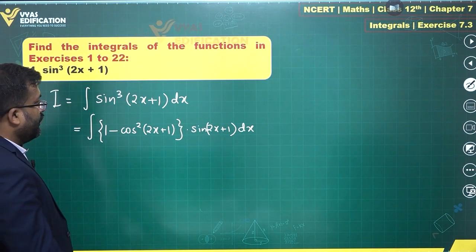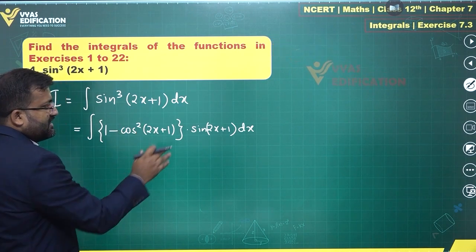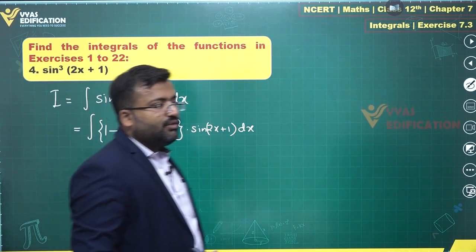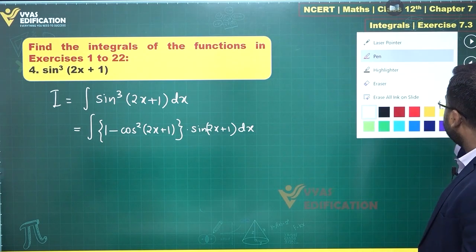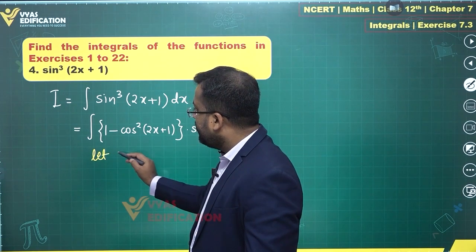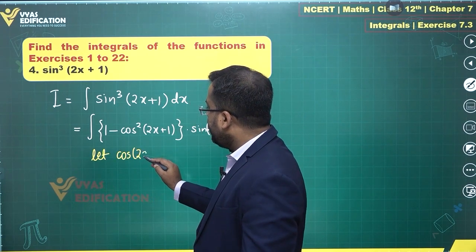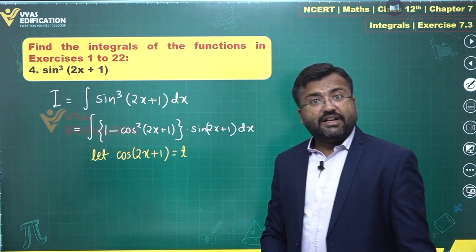What kind of substitution do we want to use? This is a complicated expression, but I can substitute cos of 2x plus 1 equals t. Once I do that, the derivative is waiting outside. Therefore, substitution will be useful. So what is the substitution? Let cos of 2x plus 1 be equal to t, a new variable t.